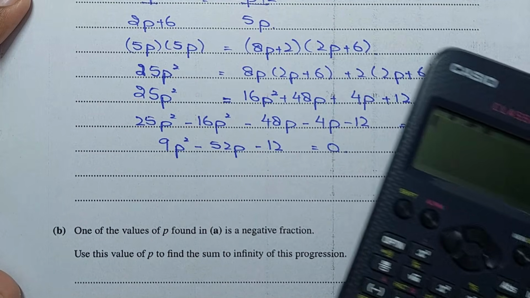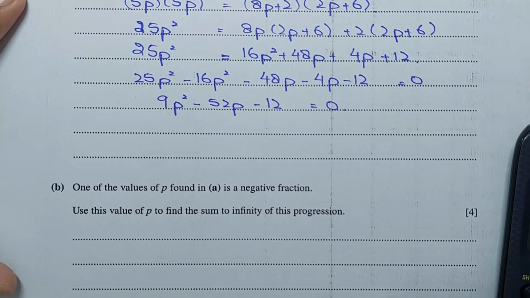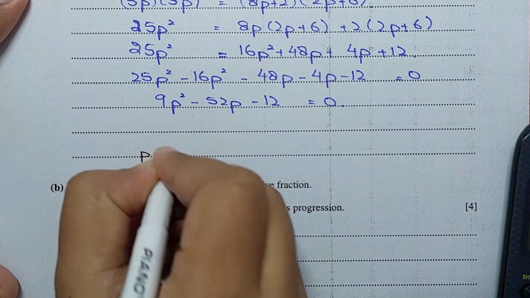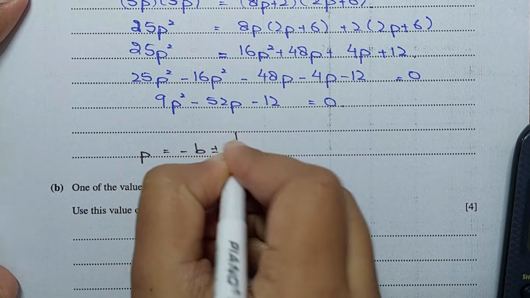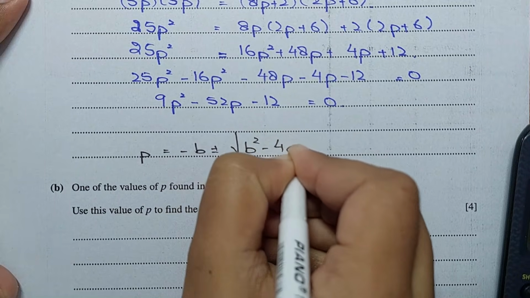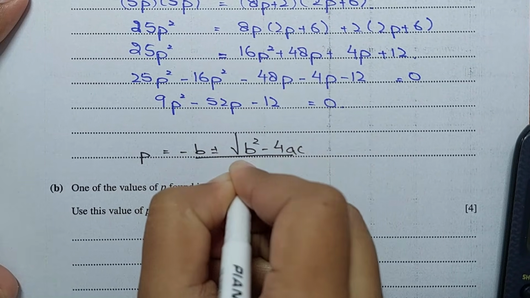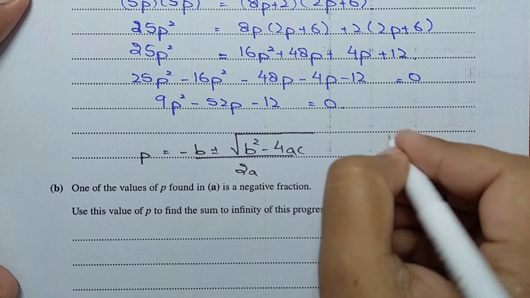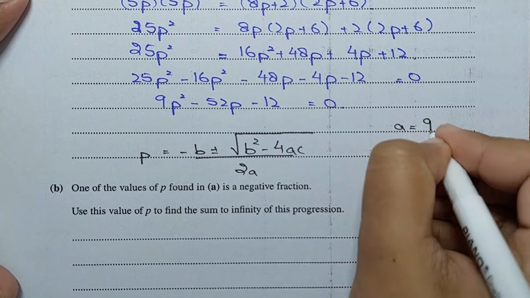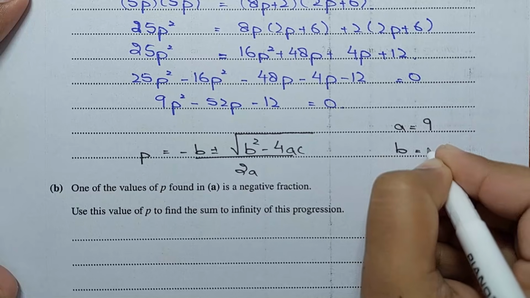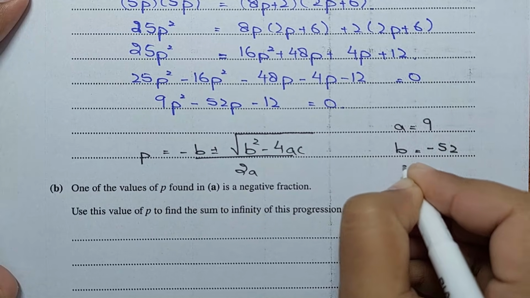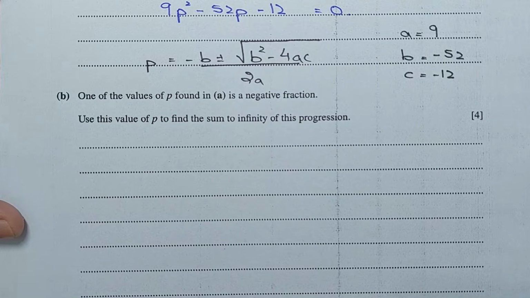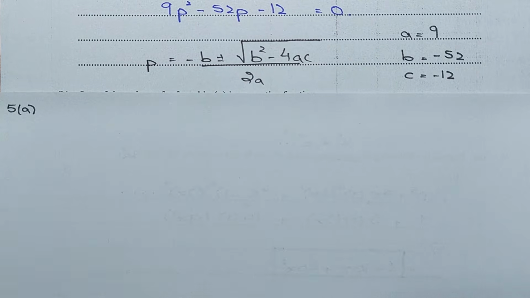Factors of 108. I guess the factorization is hard, so let me apply the quadratic formula. P is equal to minus B plus or minus the square root of B squared minus 4AC, divided by 2A. So what is A, B, and C? A is the coefficient of P squared, which is 9. B is the coefficient of P, which is minus 52, and C is the constant term, which is negative 12, right? So substitute everything into the formula.